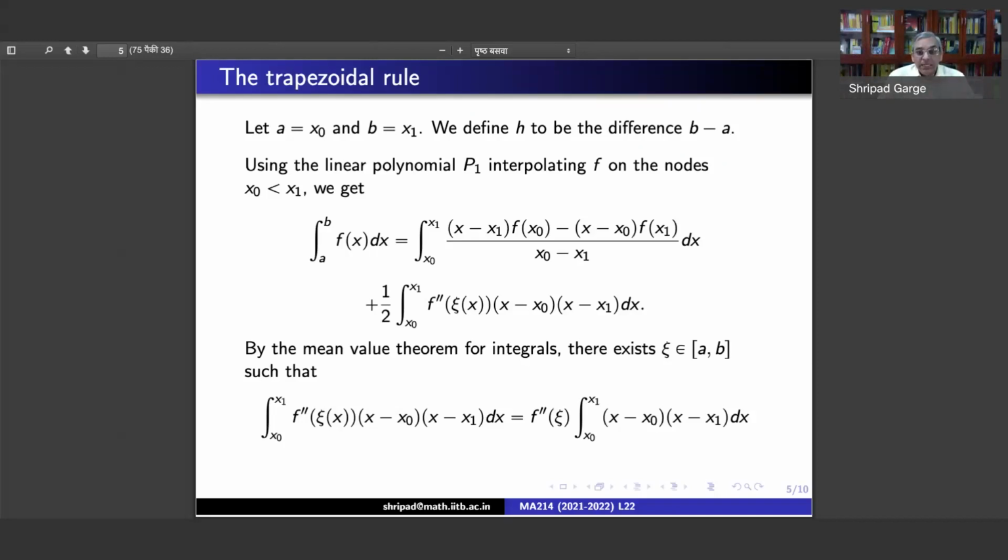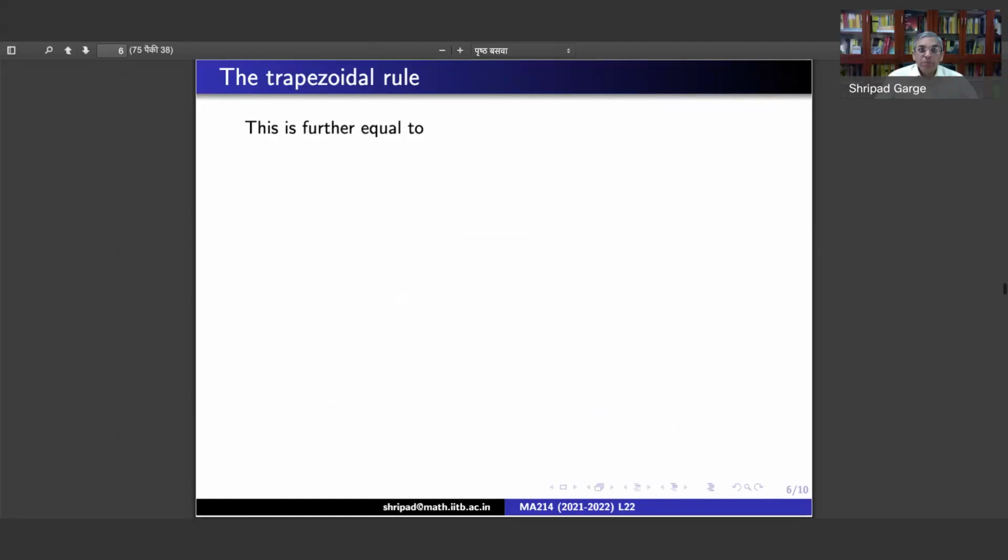Okay, so our error term without the 1 by 2 has this form, and we then use it to write, we compute the integration, of course, which will be f double prime at some xi, which stays as it is, and the integral of the inside part from x0 to x1, which you can further compute and simplify and get it to be minus h cube by 6 into the second derivative at some xi.